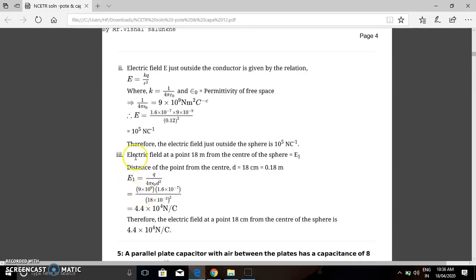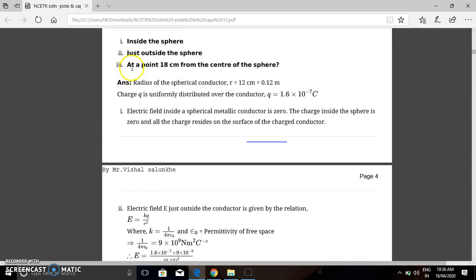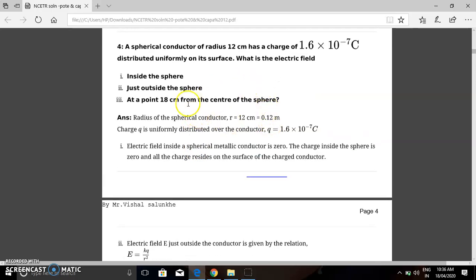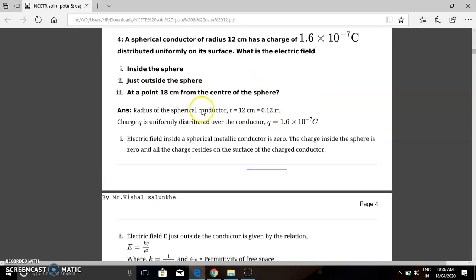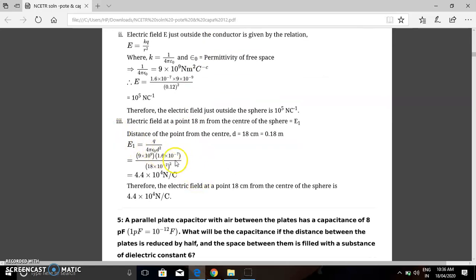So now third question, at a point 18 centimeter from the center of the sphere. So if the radius is 12 centimeter, so we have to calculate for 18 centimeter. 18 centimeter means outside. So we'll take the distance 18 centimeter. So this is very simple. You put the values as it is. So charge is given 1.6 into 10 raised to minus 7. 1 upon 4 pi epsilon naught is nothing but 9 into 10 raised to 9. And distance is nothing but 18 centimeter, that is 18 into 10 raised to minus 2 meters. And as distance square is there, we have to do square. So if you solve, it will come 4.4 into 10 raised to 4 Newton per coulomb.